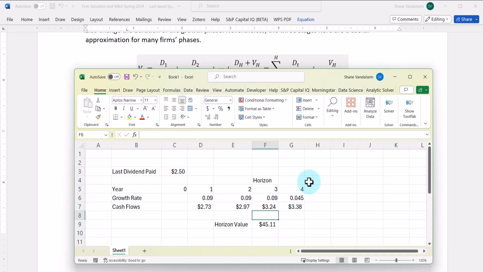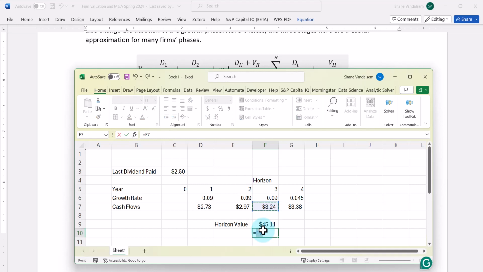So according to this, if we bought this stock today, we would expect to receive a dividend of $2.73 at time 1, a dividend of $2.97 at time 2, a dividend of $3.24 at time 3, and then at the end of time 3, we can sell the stock for $45.11. We don't include the $3.38 in our calculation because that's included in the $45.11 we expect to receive at the end of time 3.